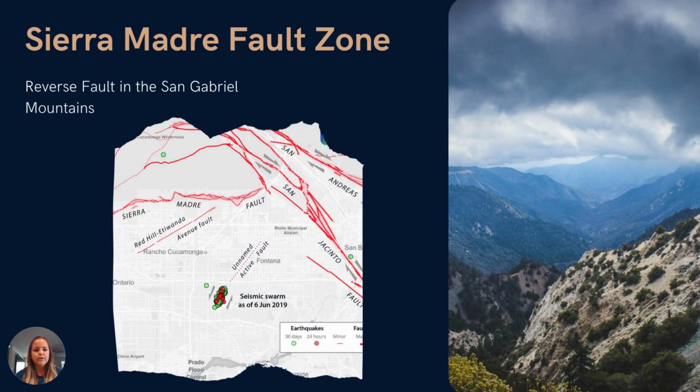In California, there's a few different reverse faults. One of the most notable in Southern California is the Sierra Madre fault zone. And so this is in the LA Basin, and it helps uplift the San Gabriel Mountains.